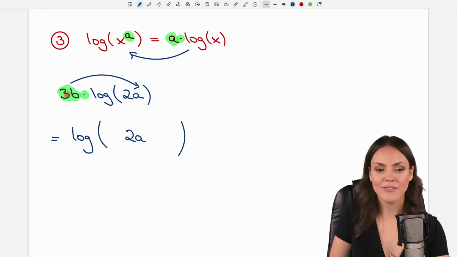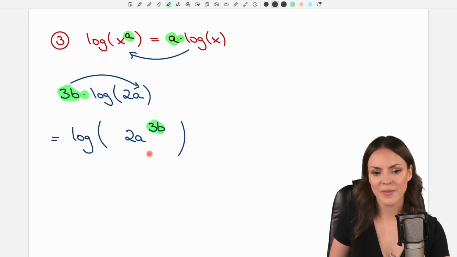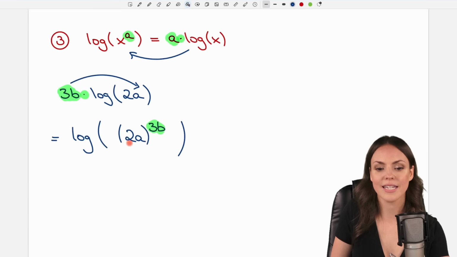So we take the 3b and write it as an exponent inside of our logarithm, but we have to be careful. If I just take the 3b and write it like this, this is just an exponent for the a, but we want this to be an exponent for everything that was inside here, so we have to write all of this in parentheses, and then all of this is an exponent for everything that was in here. So write everything into parentheses and then write down your exponent.